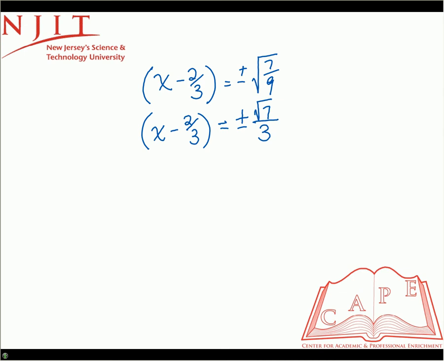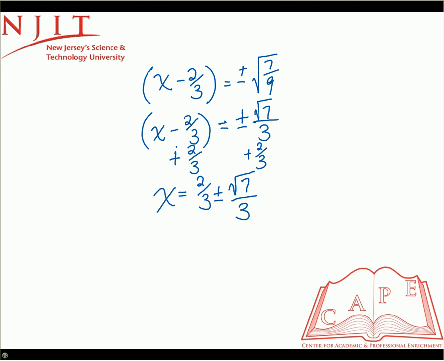And now the final thing we have to do to get x by itself is to move the negative 2/3. So we're just going to add it. Add 2 over 3 here, and then add 2 over 3 there. So now our final answer is going to be x is equal to 2 over 3 plus or minus root 7 over 3. And that's our final answer.